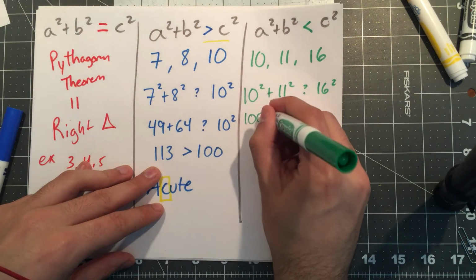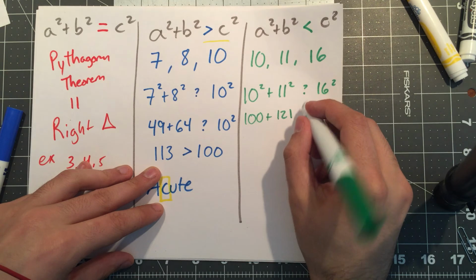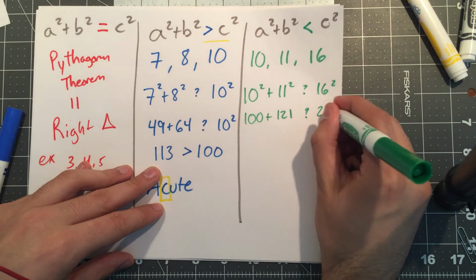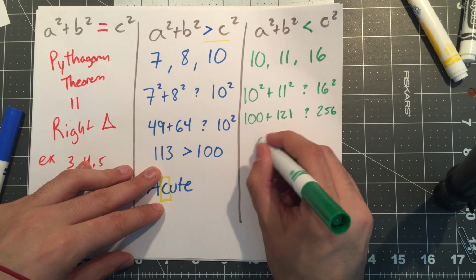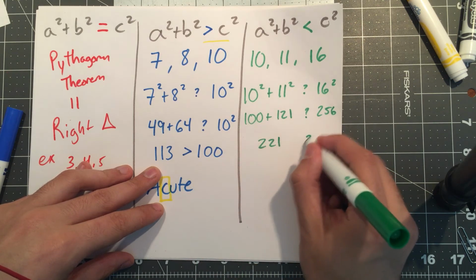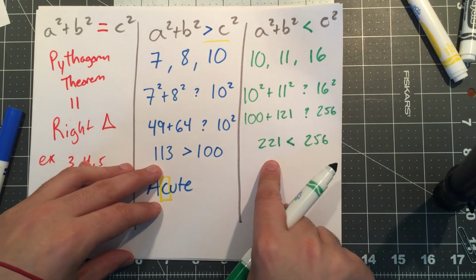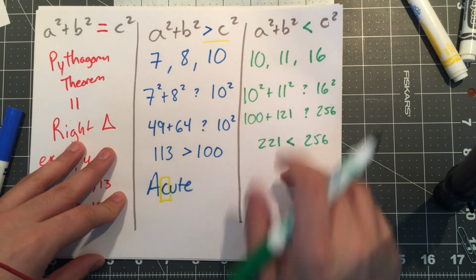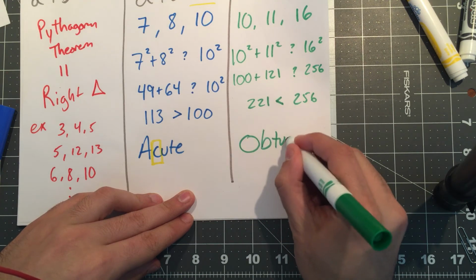So that is 100 plus 121. 16 squared is 256. So that is 221. 256, well, that's less than. 221 is less than 256. So if it is pointing at the A and B, it is going to be obtuse.